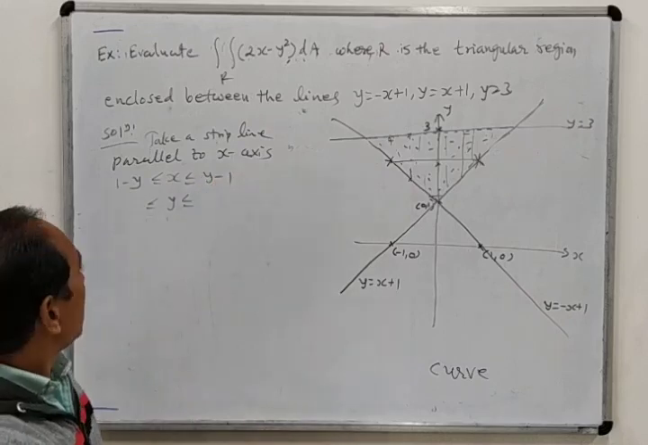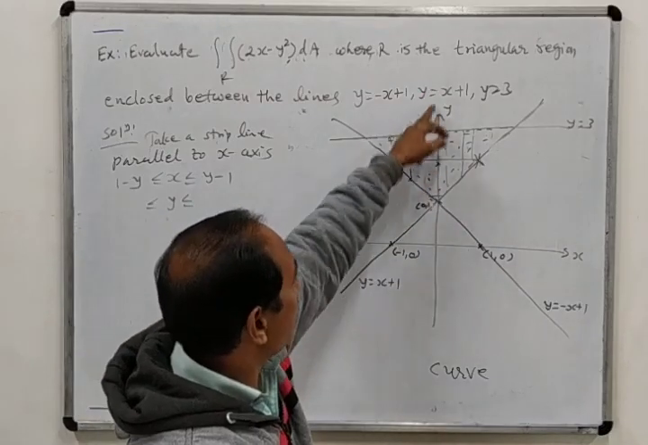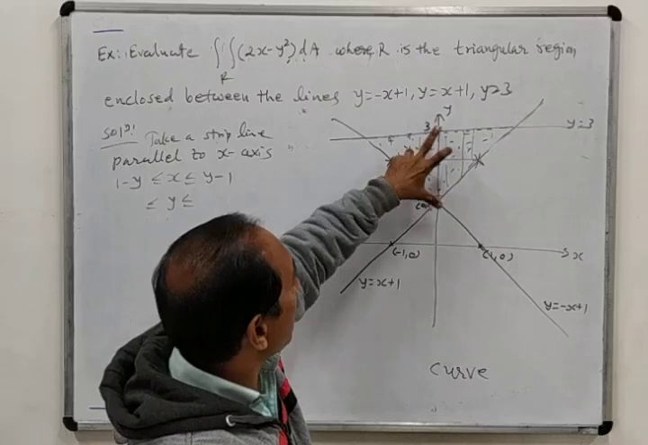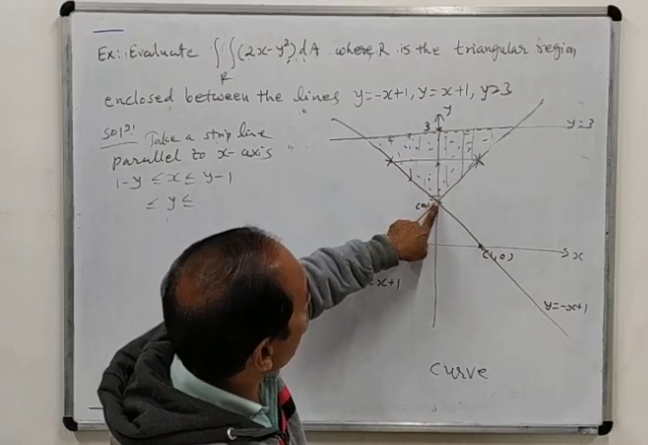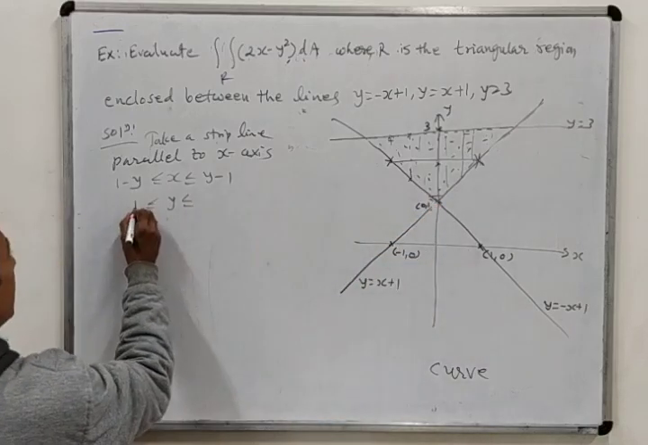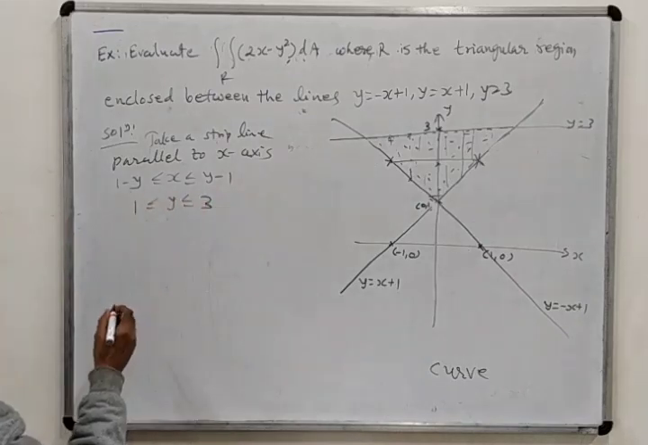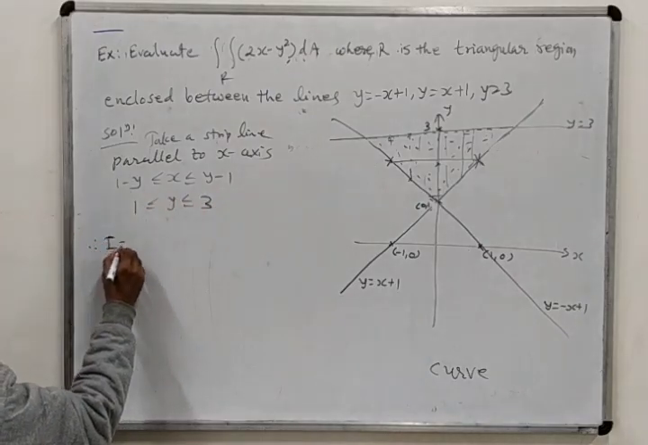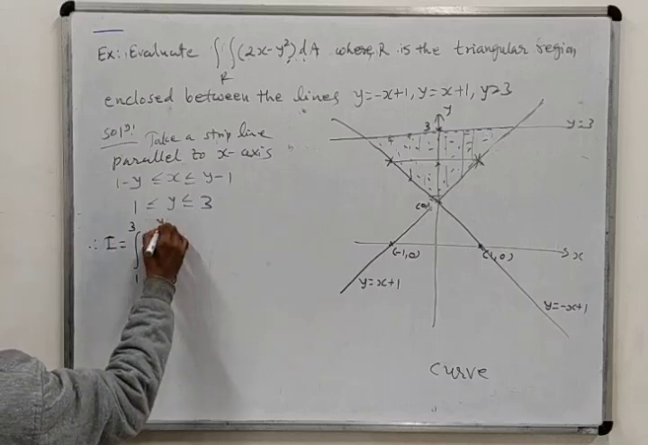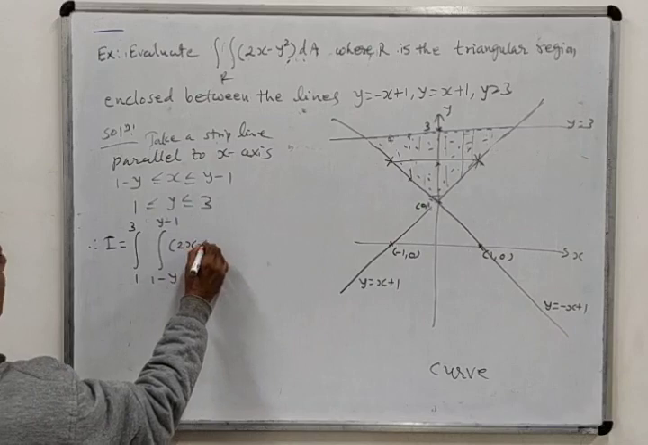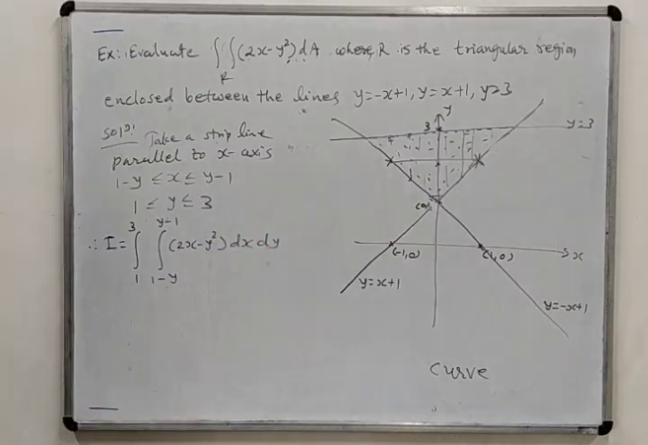Then we will see the limits of y. For that, see the y-axis. On y-axis, see the region. This region lies between these 2 points. See this point, it is at y equal to 1. And this point is at y equal to 3. So these are the limits. Therefore, we can solve the integration by using 1 to 3, 1 minus y to y minus 1, 2x minus y square, dx dy, because our first integration is with respect to x.